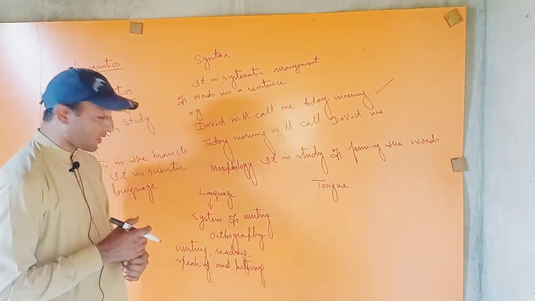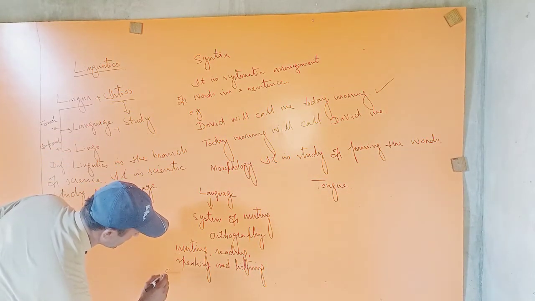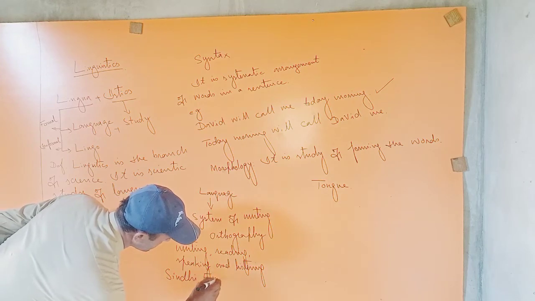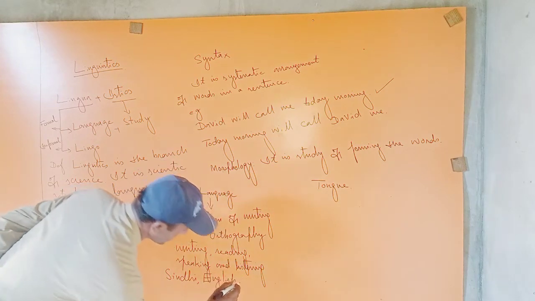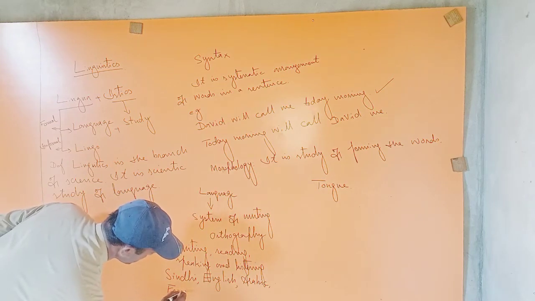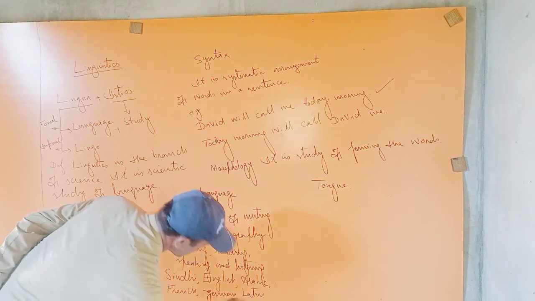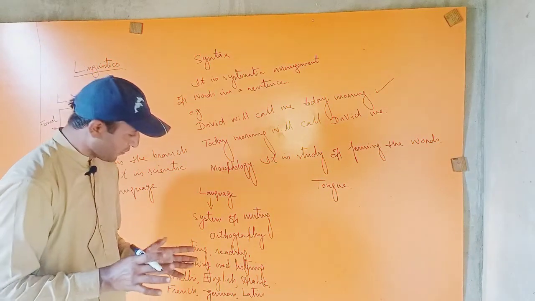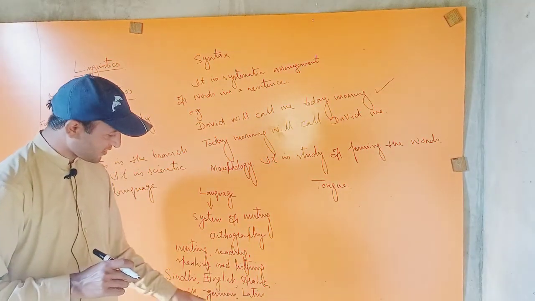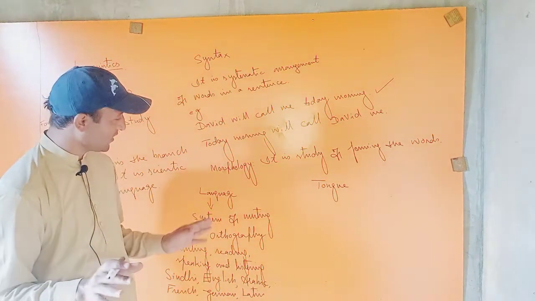Examples of languages, here in Pakistan: we have Sindhi, English, Arabic, French, German, Latin, Hindi, and so on, Chinese, Japanese. These are examples of languages.